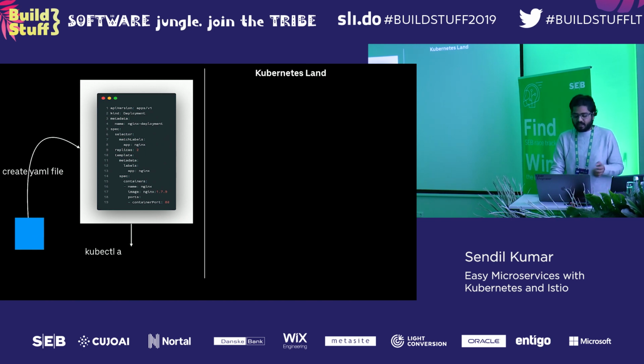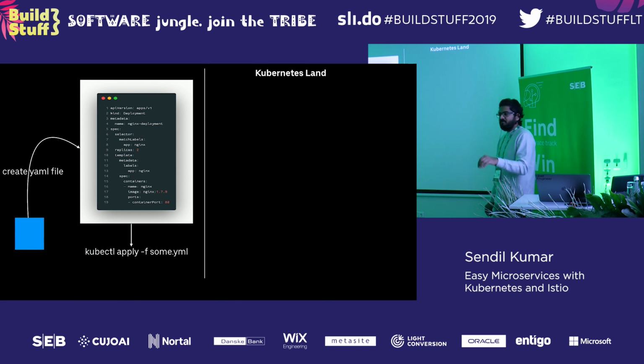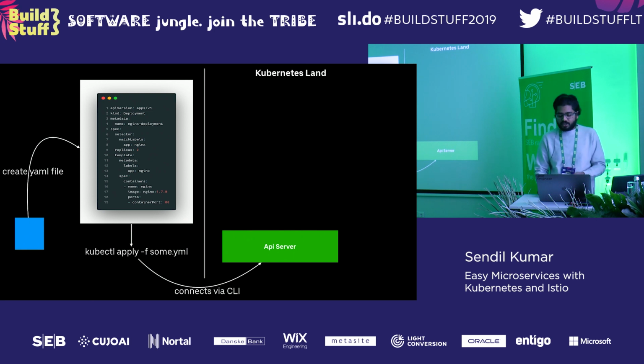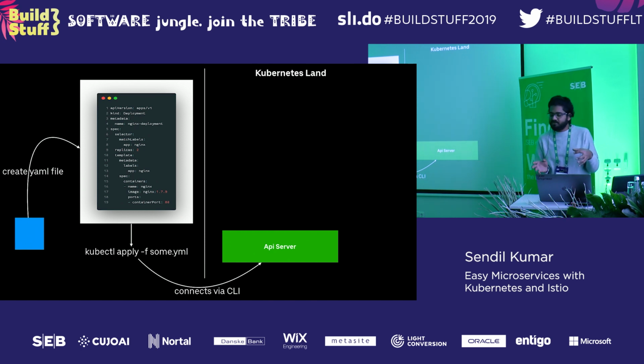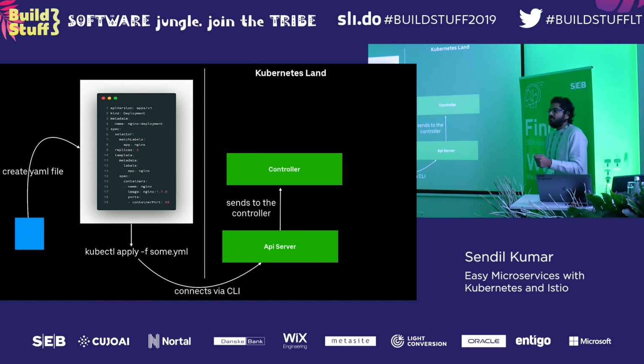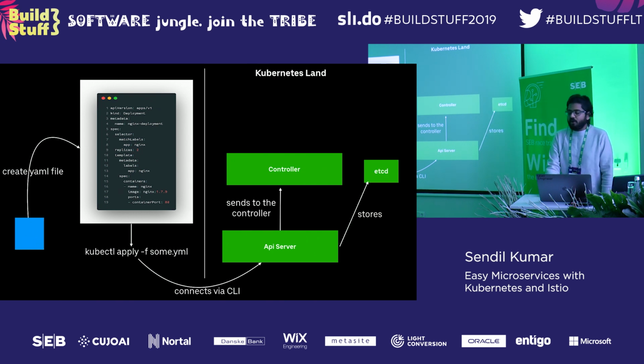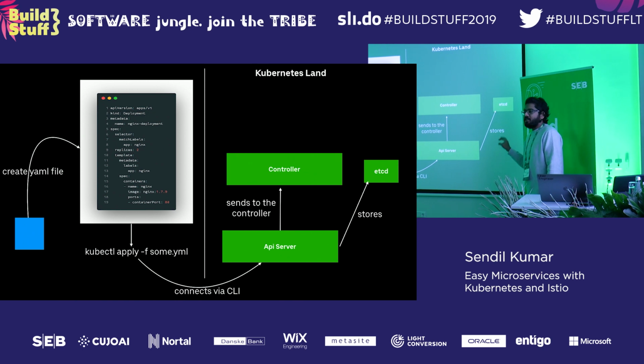And once you've said that, you go ahead and run this command, kubectl apply -f with the file name. What it does is it goes and talks with the API server that lives inside Kubernetes. And then it says, okay, go ahead and apply this particular file. So it takes all the byte contents of this file and validates the file. Once it validates the file, it sends that file to the controller. And the controller is the one which controls this entire thing, as the name indicates. And it also goes ahead and stores the information into etcd.